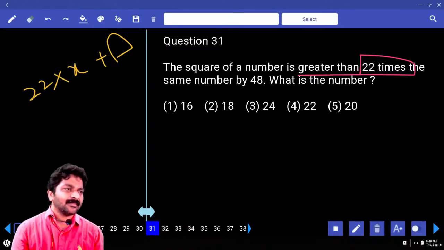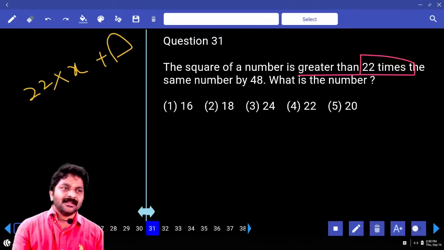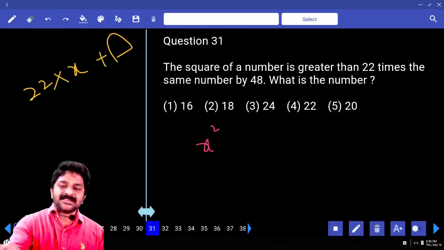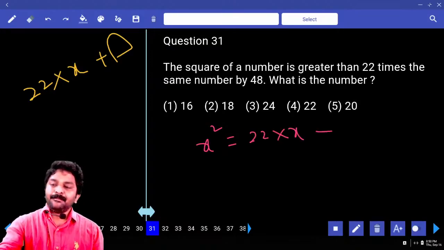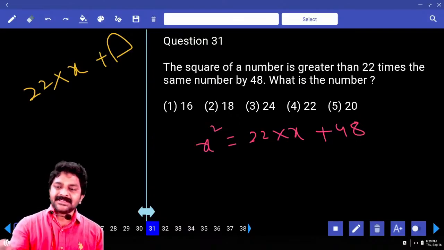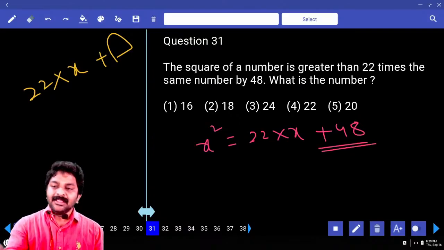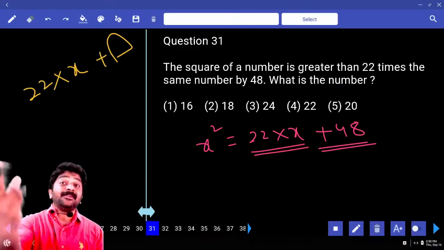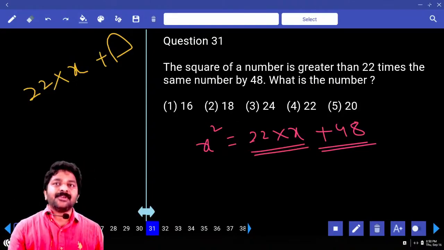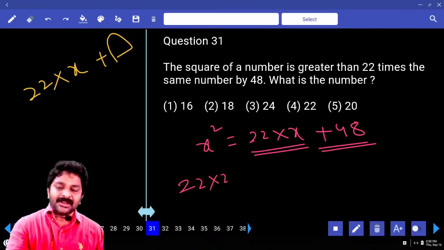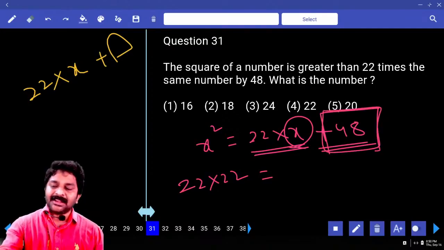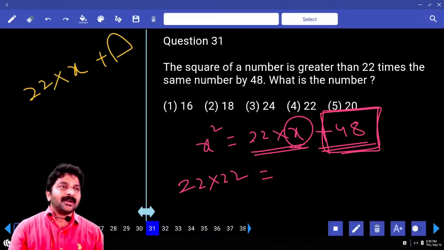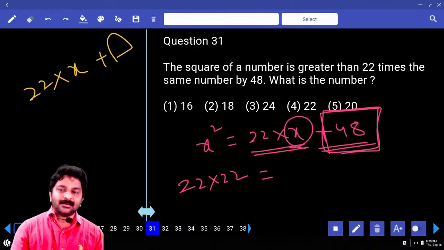Done. You got the logic? They are saying x square, the square of a number, is 22 times of the same number plus 48. My point is, as you have some extra number, your x value must be more than 22. It cannot be even 22. If you substitute 22, what will happen? 22 into 22 is equal to, you are substituting x is equal to 22, and still this extra value 48 is still there. Understood? So x value must be definitely more than 22.